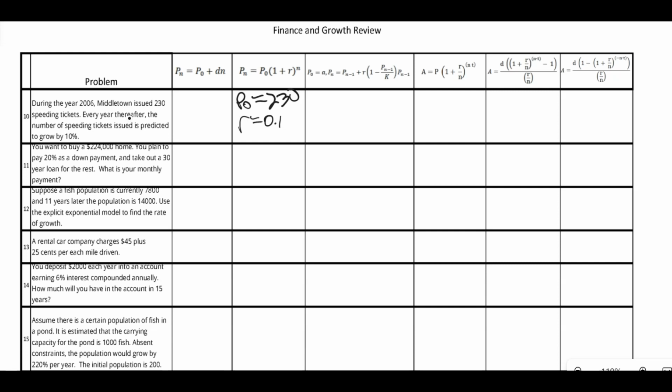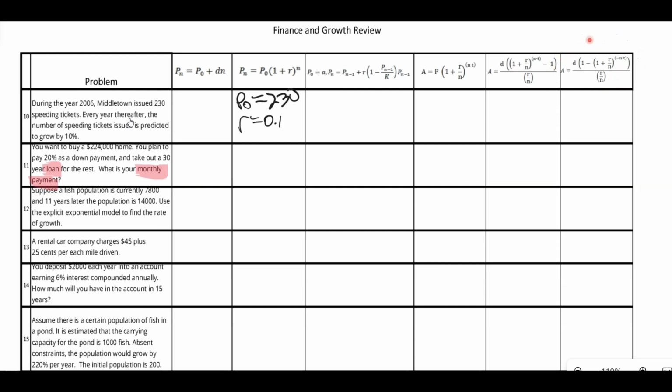Next question. You want to buy a $224,000 home. Okay. You plan to pay 20% as a down payment and take out a 30-year loan for the rest. What is your monthly payment? Okay, so this is a monthly payment situation. Monthly payment, and it's a loan. So we would go to the loan formula where it's a monthly payment.